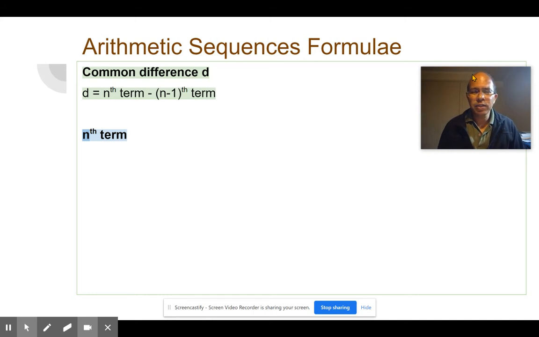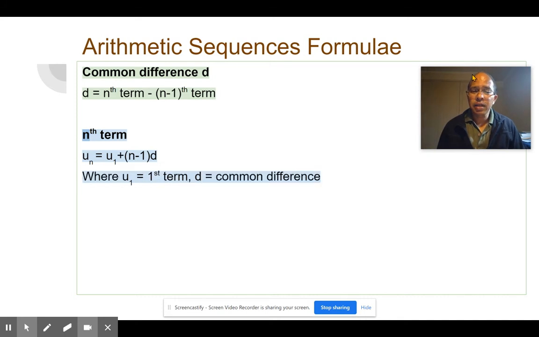The next formula is to find the nth term. For that, you need to know the first term and the common difference. And the formula is simply the first term plus n minus 1 times the common difference.